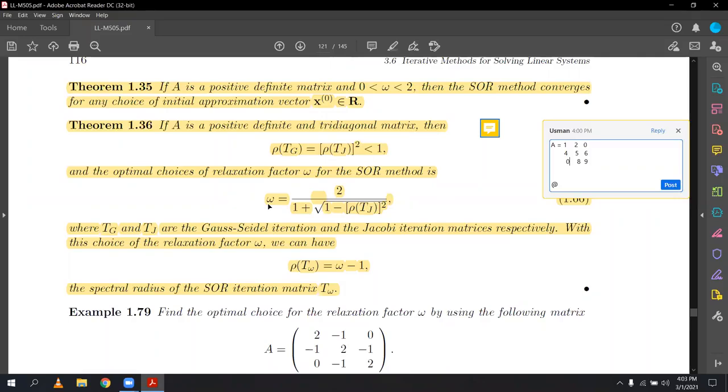And with this condition, positive definite and tridiagonal, we can find the optimal value of omega for a given system. The formula is omega equals 2 divided by 1 plus the square root of 1 minus the spectral radius of T_j squared. That will give you omega, because generally in the exam the teacher never gives you the value of omega. You have to calculate it yourself. And the range, I told you, is that omega is between 1 and 2. And also the third condition we have here: the spectral radius of T_omega is always omega minus 1.